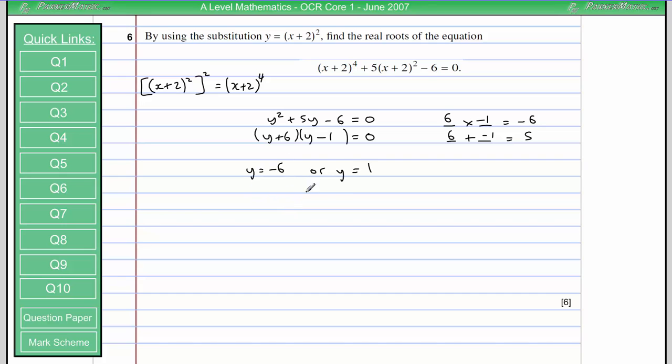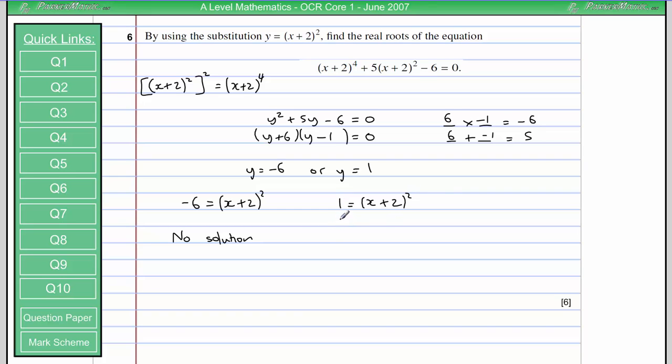Now all we need to do is use these two values here to find values for x by substituting back in up here. So let's start with the minus 6, and we'll say that minus 6 equals (x plus 2) squared. The problem here is if we square root this, we'd be doing the square root of minus 6, which doesn't exist in the real numbers, so we can say this one has no solution. If we do it for y equals 1, we get 1 equals (x plus 2) squared. We can do this one. To get rid of the squared here, we'll square root both sides.